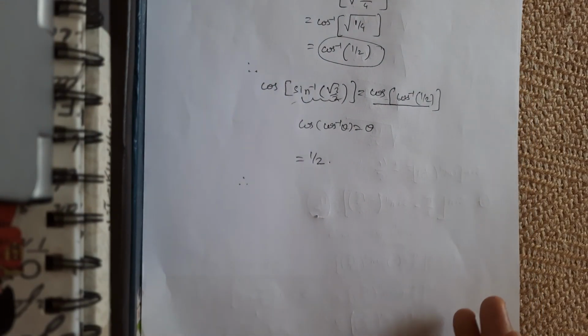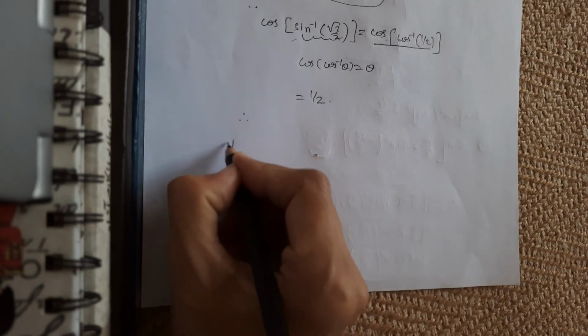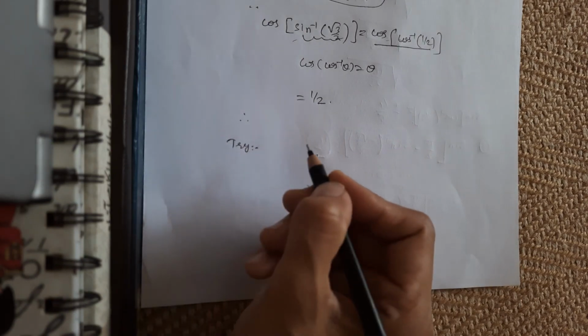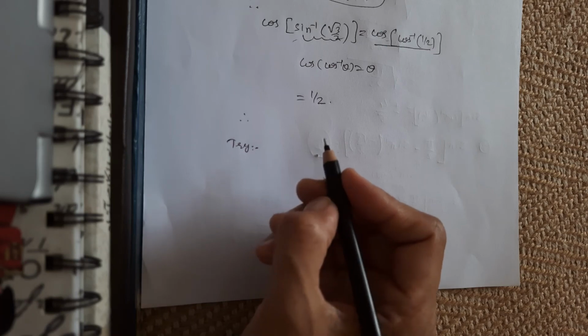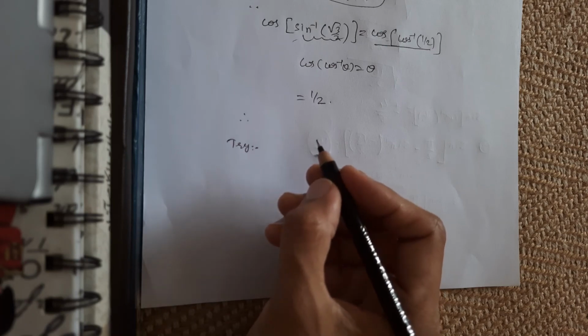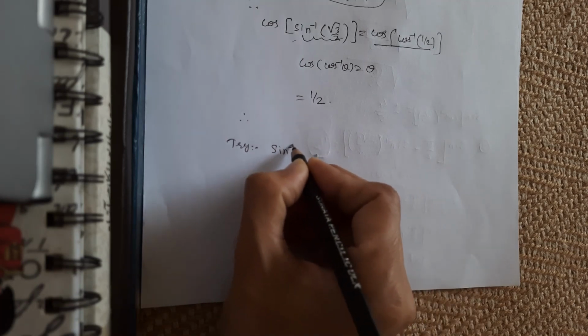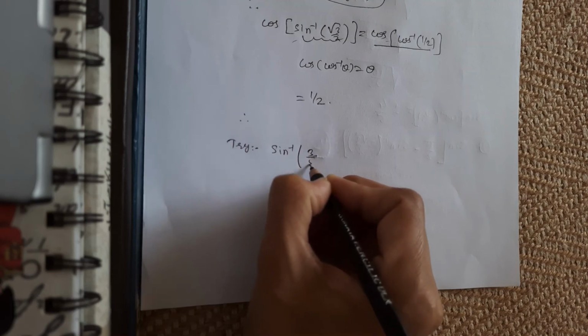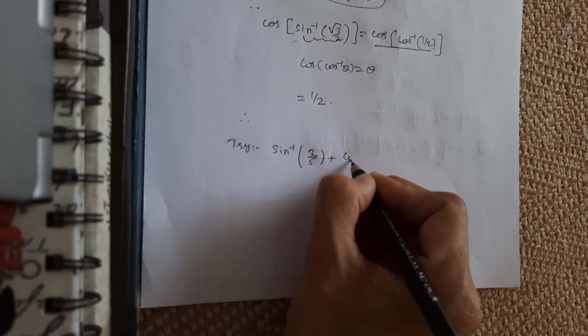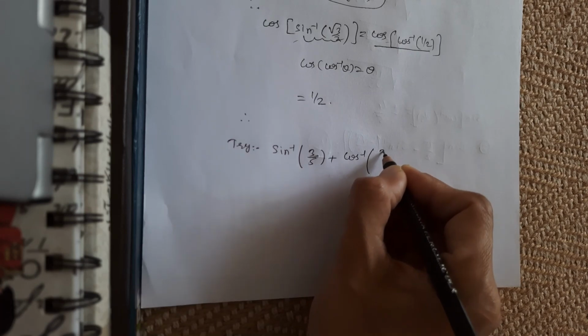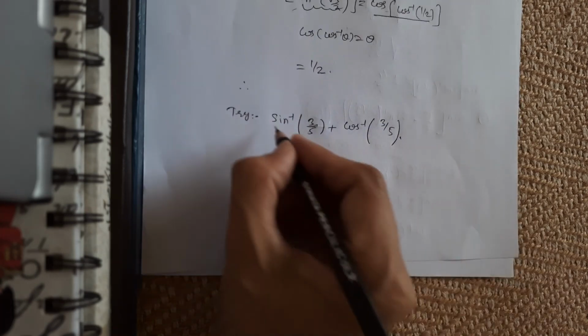I hope you understand it. I wanted you to try a few examples. Just make sure that you got the concept and you are able to solve the problem. So just try this example which I am writing here. Okay, try it. I want you to find out sine inverse of 3 by 5 plus cos inverse of 3 by 5. Just find out this value.